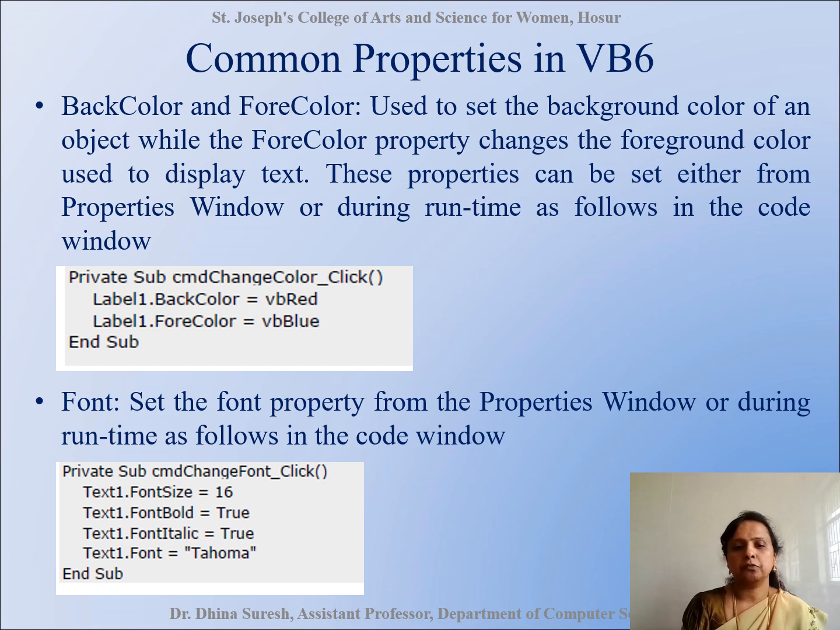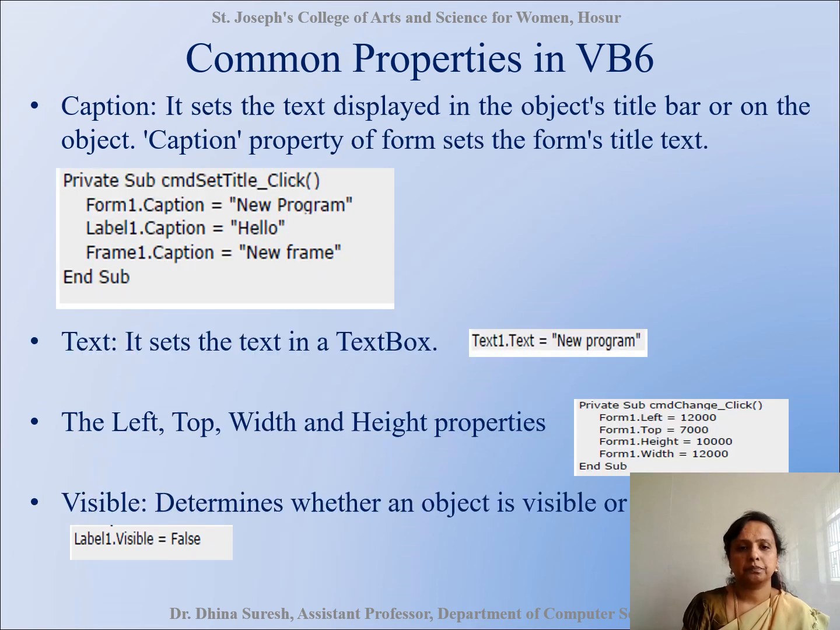We can also change the font, that is the font size, bold, italic, etc. Then we have the caption. The caption is to tell the user the title. It is used to express what the tool is about to the user. Next is the text. It sets the text in the text box. Then we have the left, top, width, and height properties of the form.